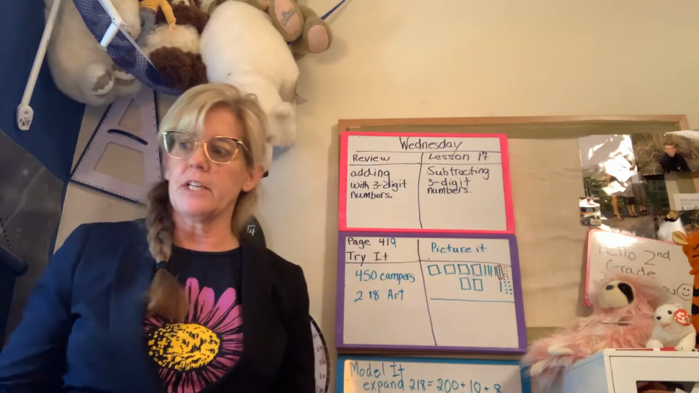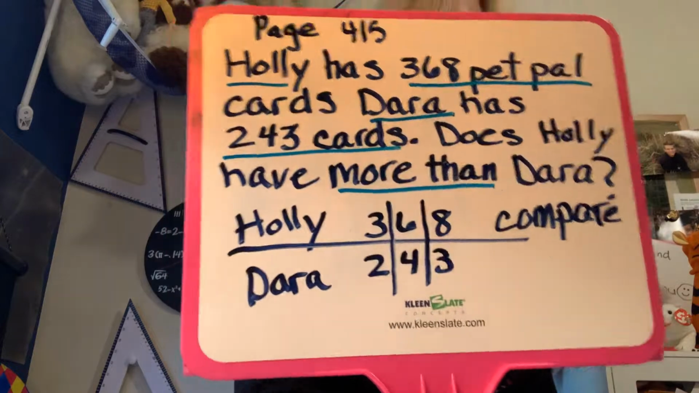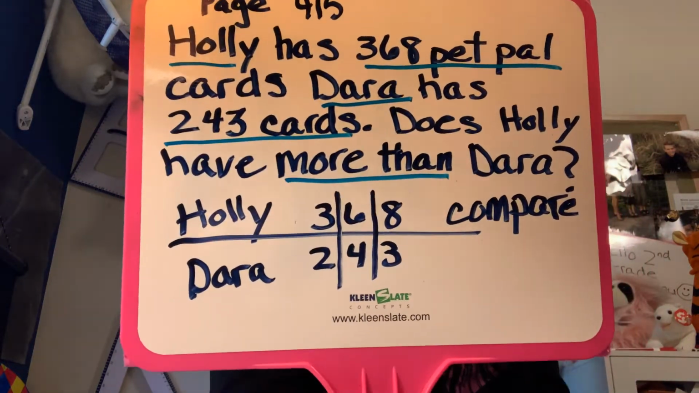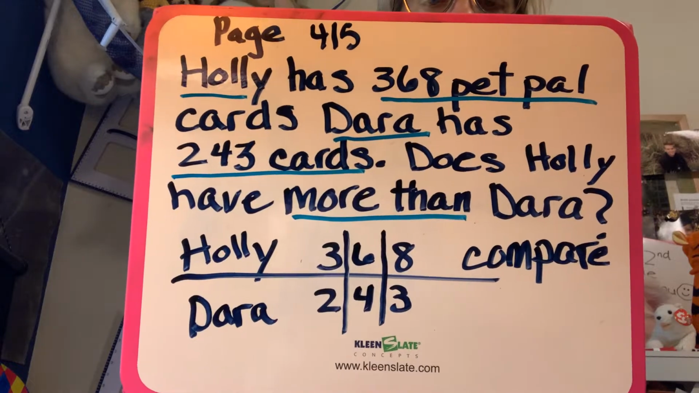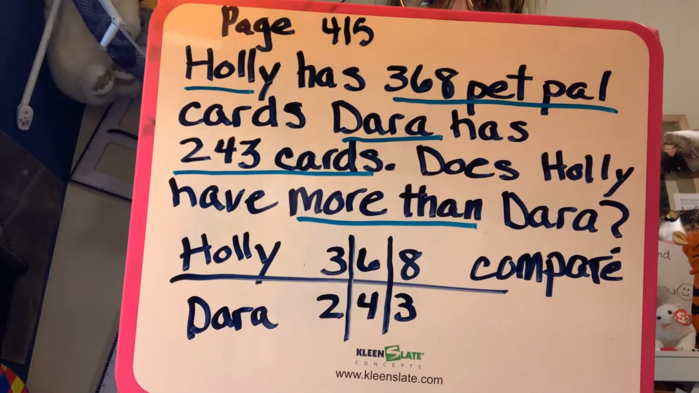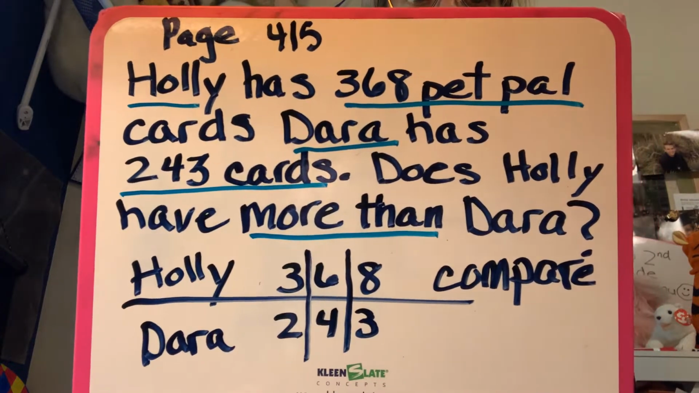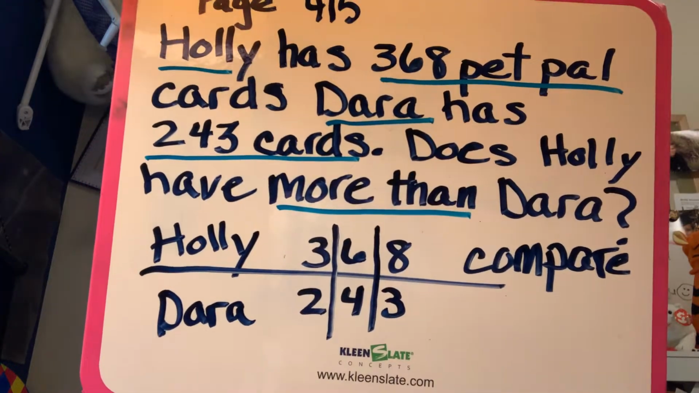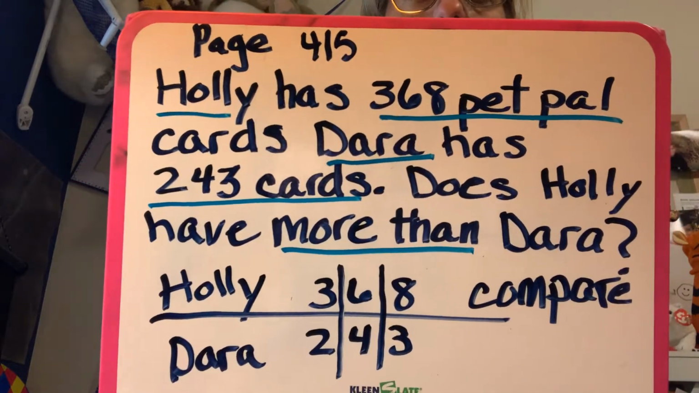example that they gave for session 1, and it's this one right here about Holly and Dara. Do you remember this? We have Holly and Dara. They both have collections of cards, and Holly has 368. Dara has 243. So we're trying to decide who has more.